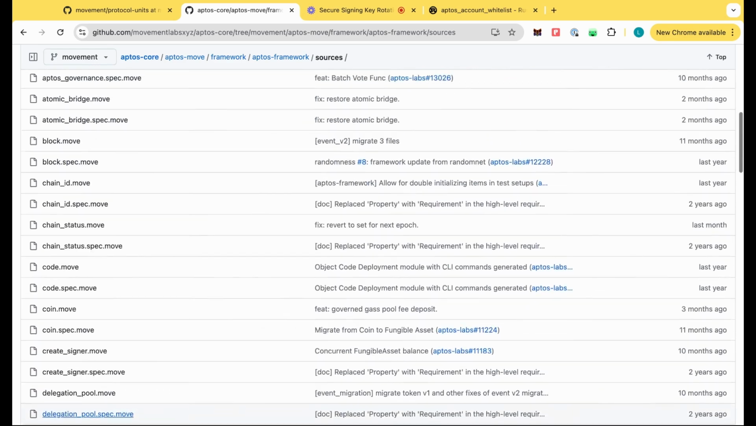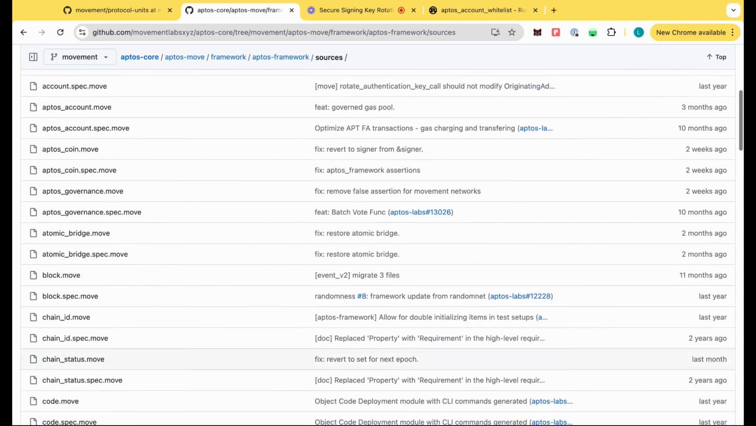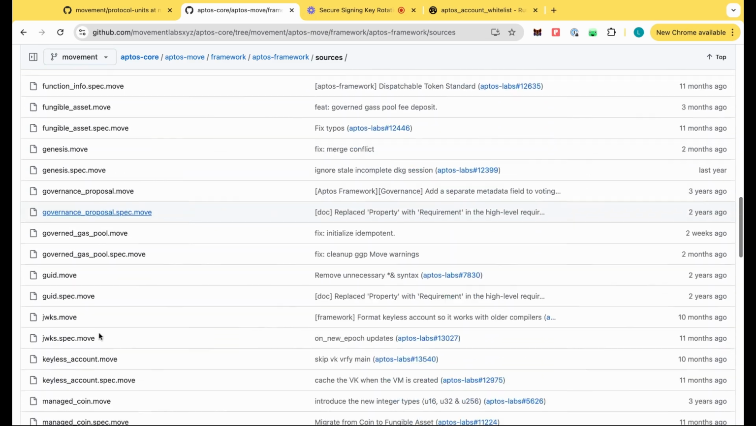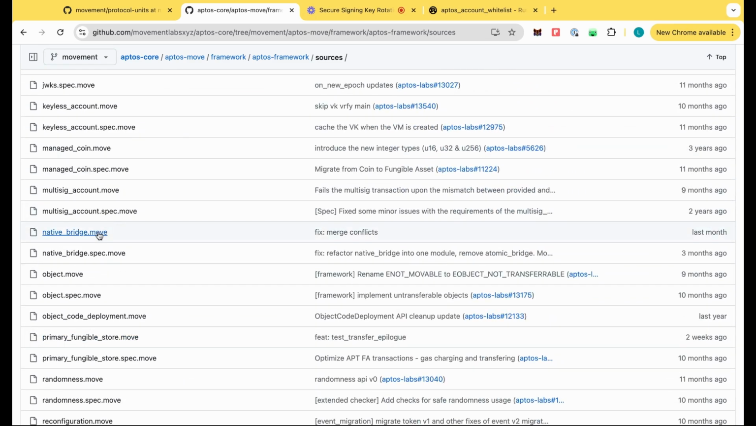You'll see a few modules in here which are no longer in scope. So the atomic bridge and the native bridge modules were our bridge implementations that we did not roll out to Movement mainnet.